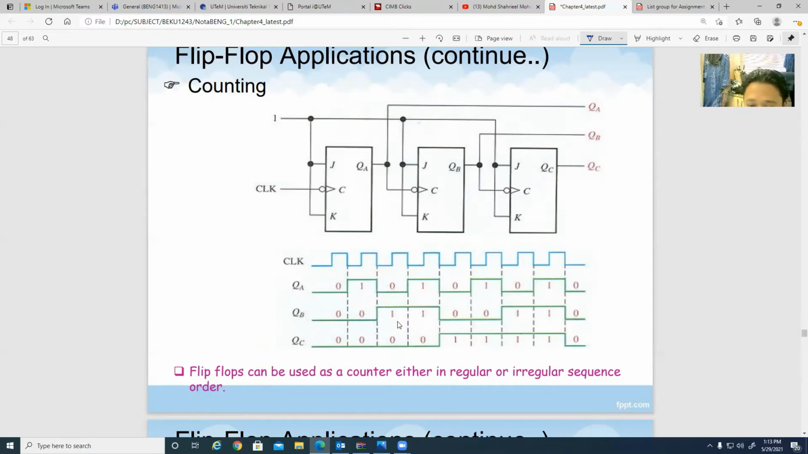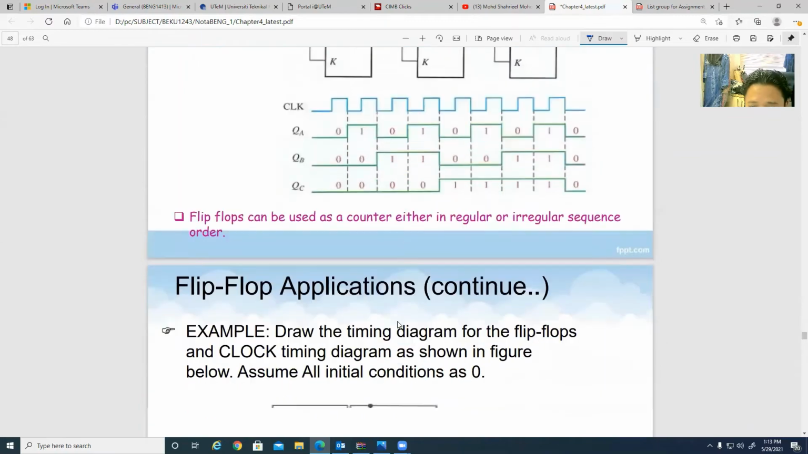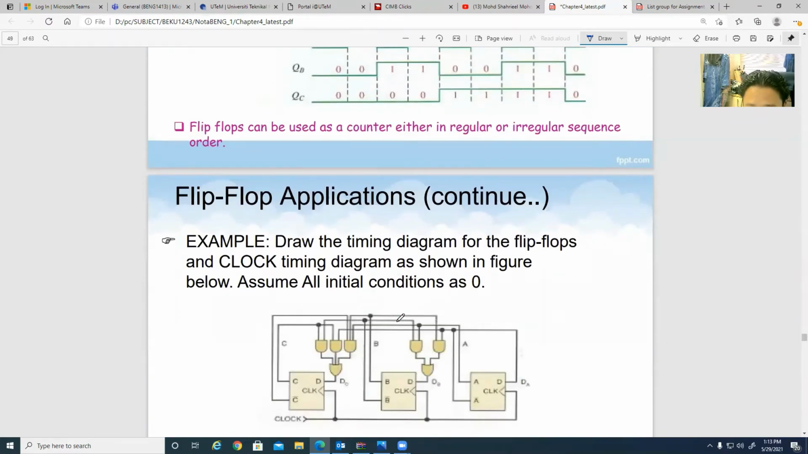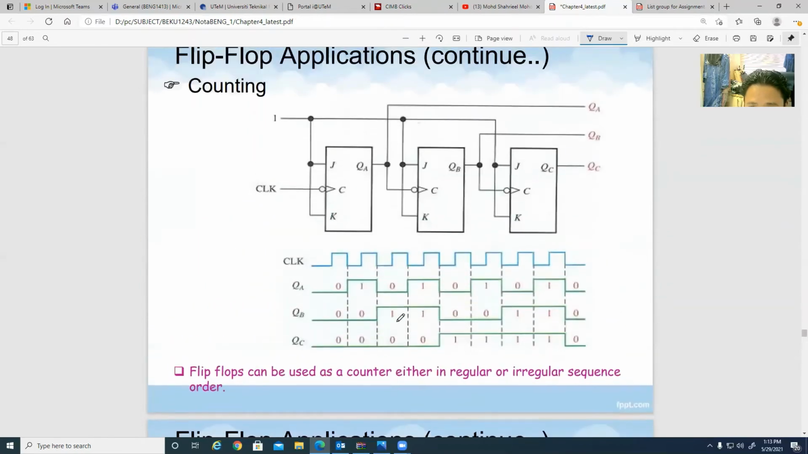Okay, so I will go through the example. First you have the step. You have to get the output here. For example, for J, maybe you can declare this one as J1. You can declare J1, K1, sorry, JA, KA, this one JB, KB, and this one JC, KC.